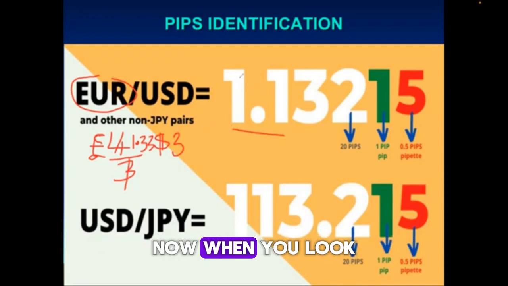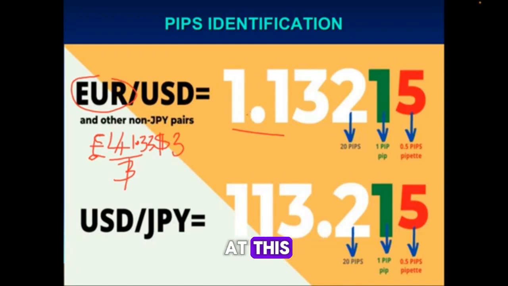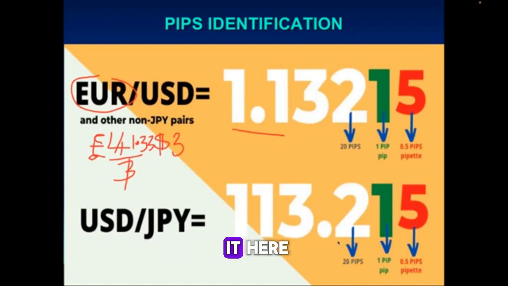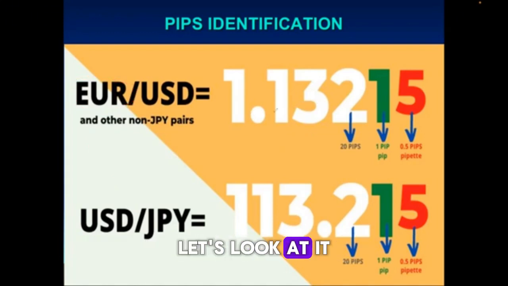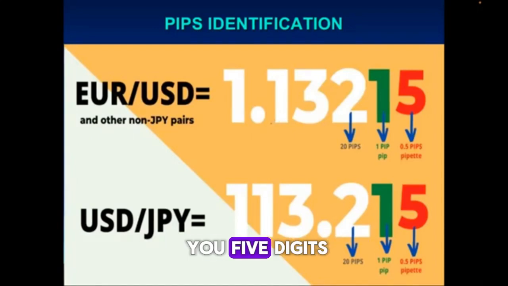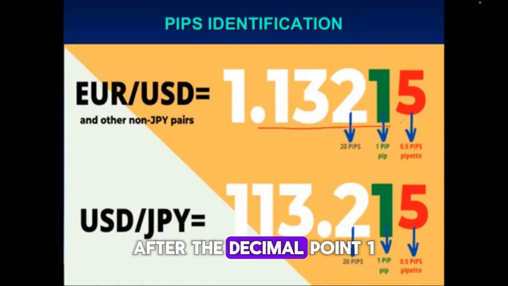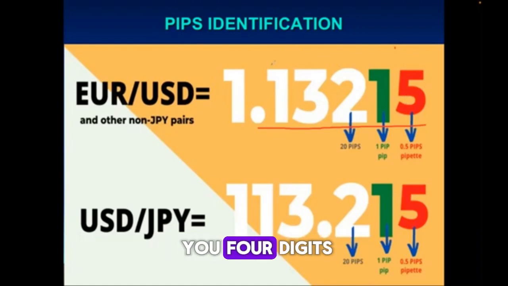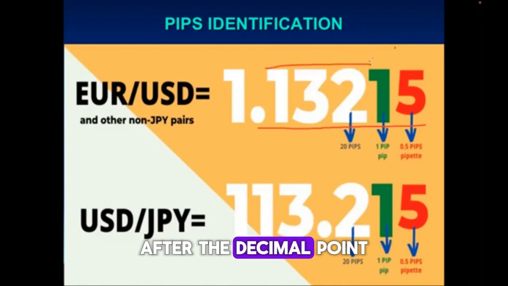Now, when you look at this, how do I understand the pips? You will hear people tell you, I made 4 pips, I made 20 pips in the market. How are these pips calculated? Let's quickly look at it here. When you see the price in the market, you will see 1 point. There are some brokers that will give you 5 digits after the decimal point: 1, 2, 3, 4, 5. Some brokers just give you 4 digits after the decimal point. But in most cases, you will see 5 digits after the decimal point.